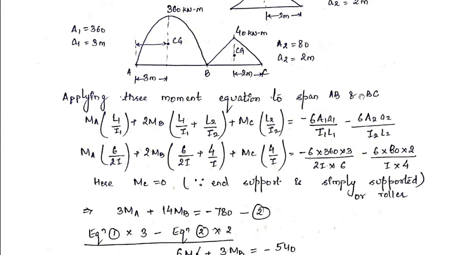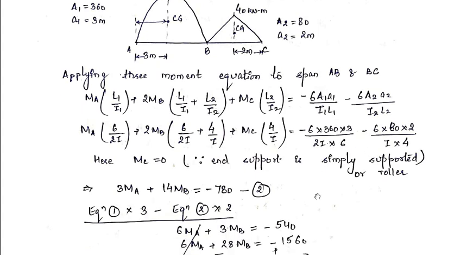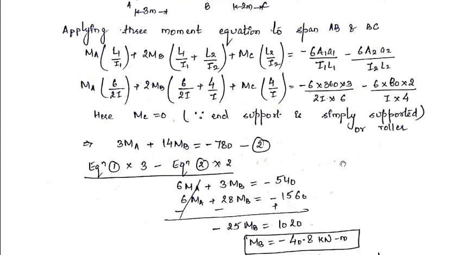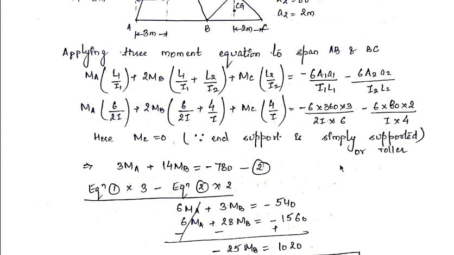So just put all the values. After putting all the values, you don't need to put the value of I, because this equation can be found out in terms of capital I. The value of I will get cancelled out ultimately, so you don't need to put the value of I, and the value of I is also not given in the question.